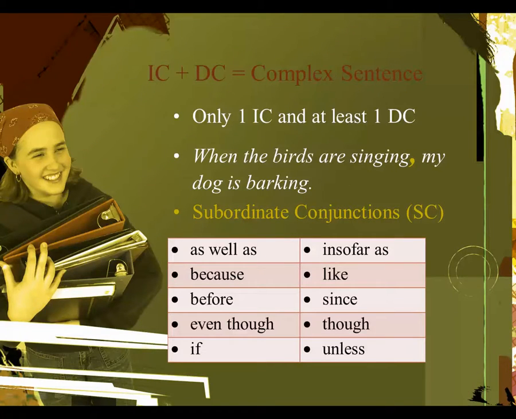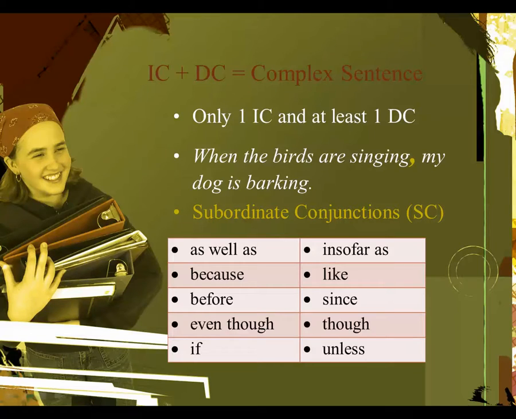A complex sentence has exactly one independent clause and at least one dependent clause. They may be put in any order. For example, "when the birds are singing, my dog is barking" puts the dependent clause first. Because it's first, there must be a comma after the dependent clause.